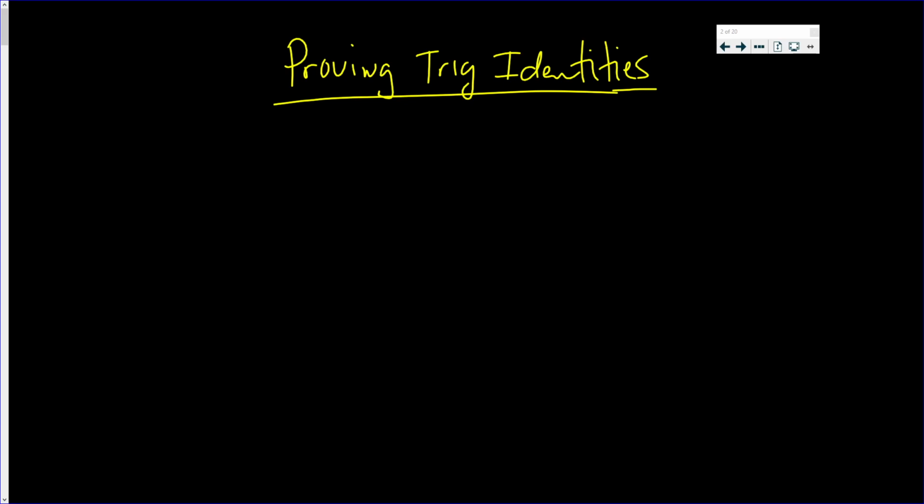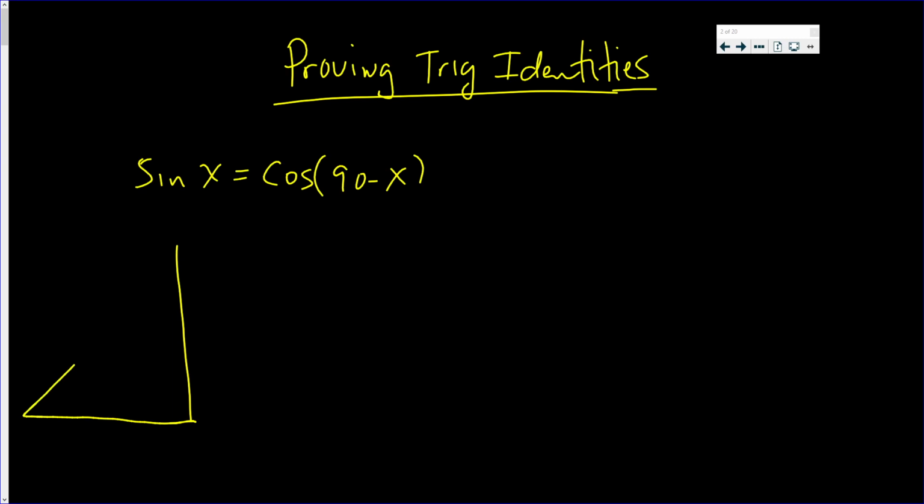We're going to prove some trig identities here. Suppose you're asked to prove that the sine of x is the cosine of 90 minus x. Go to a right triangle.